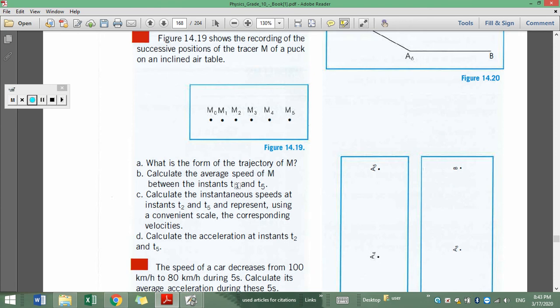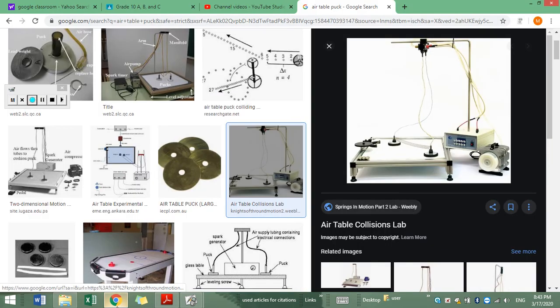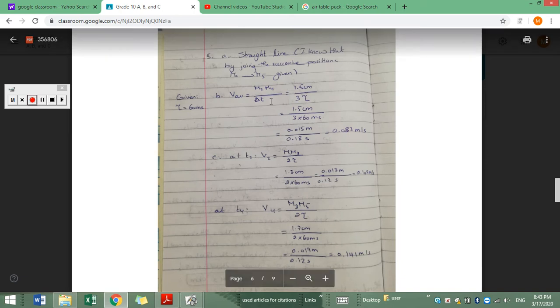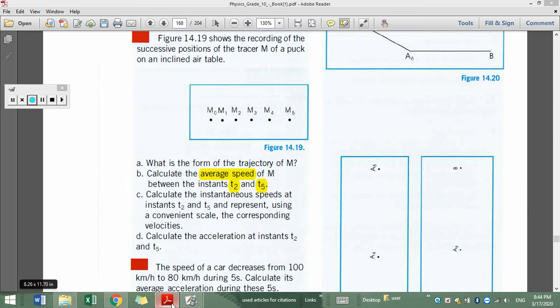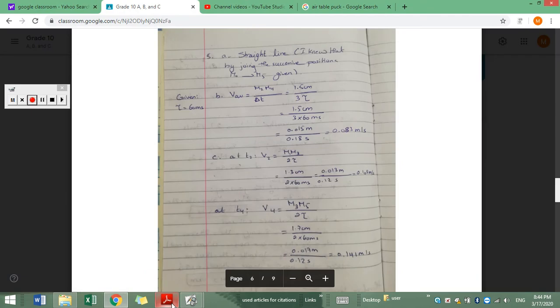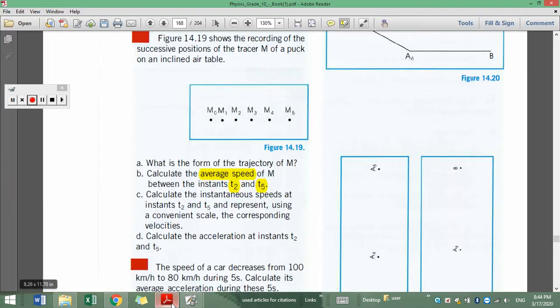Calculate the average speed of M between the instants T2 and T5. So here, talking about average speed, they specified between which two instants. Simply, we can apply the direct formula, which says that V average is equal to total distance over total time. They are telling us between T2 and T5, this means that we have to calculate the distance between these two instants. So T2 till T5, and M2, M5.